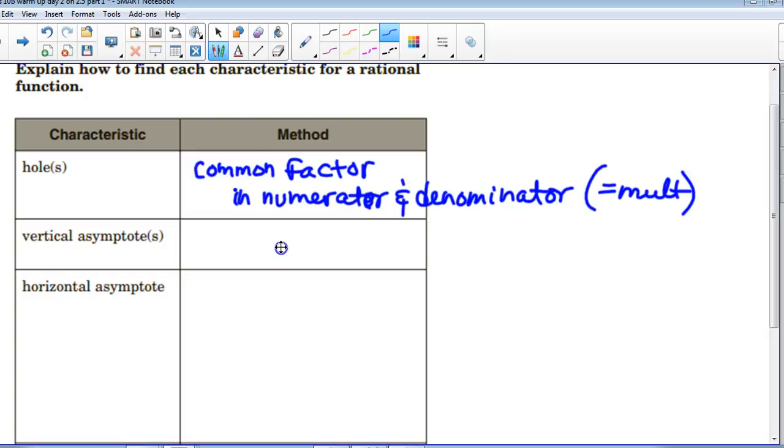When is there a vertical asymptote? Faisal, what'd you say? Vertical asymptote? When there's a factor that makes the denominator, I'm going to use the word only, because it can't also make the numerator equal 0, right? But makes the denominator 0.